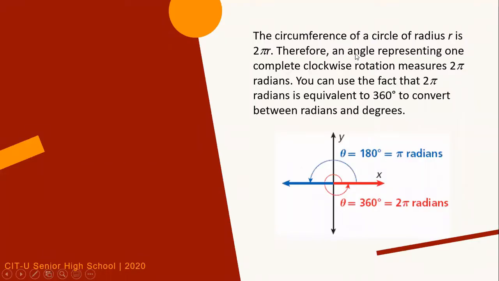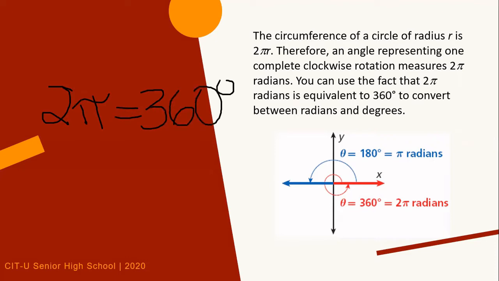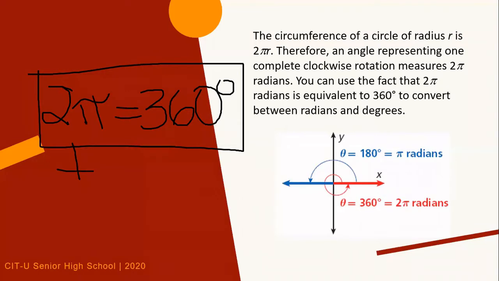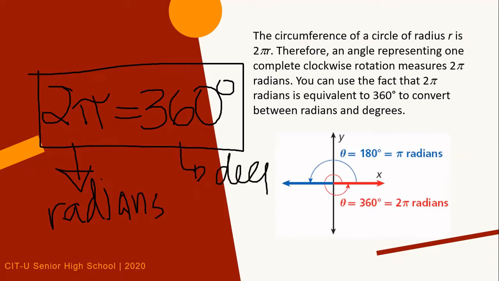Recall that the circumference of a circle with radius r is 2 pi r. Therefore, the angle representing one complete clockwise rotation is 2 pi radians. Then you can use that fact to write that 2 pi is equal to 360 degrees, because 360 degrees is equal to one complete rotation. This defines the relationship between radians and degrees.